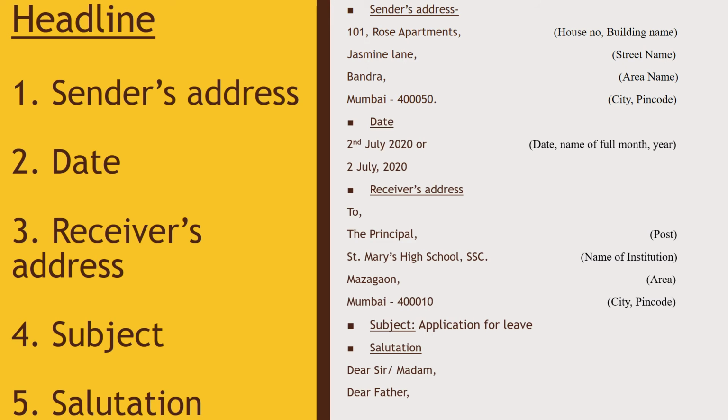If you know that the person whom you are addressing is a male, you write dear sir, or you write madam. If you do not know whether it is a male or a female, then you write dear sir / madam and a comma. Or, since in this case it is your principal, you just write dear father.